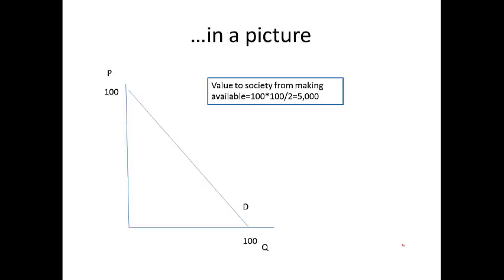So let's look at it in a picture. The value to society from making this product available is equal to the whole area under this demand curve. It's this triangle: 100 times 100 divided by 2, or 5,000. The fixed costs, which you don't see in this diagram, but they're the costs that we have to balance this benefit against, are 3,000. So again, we should do this. If there were an omniscient planner, he or she would elect to do this.